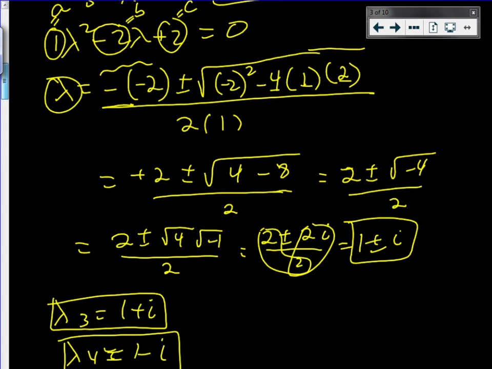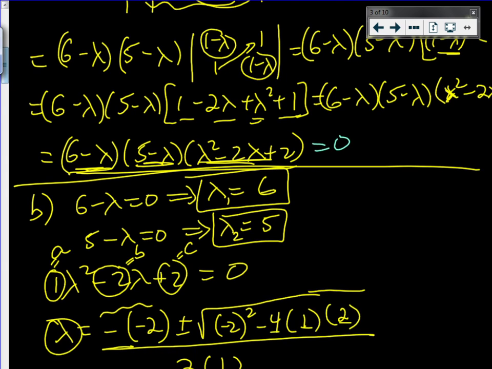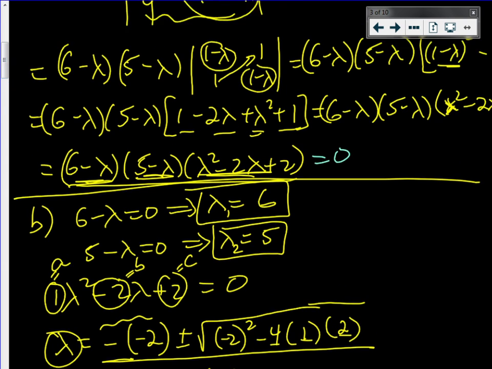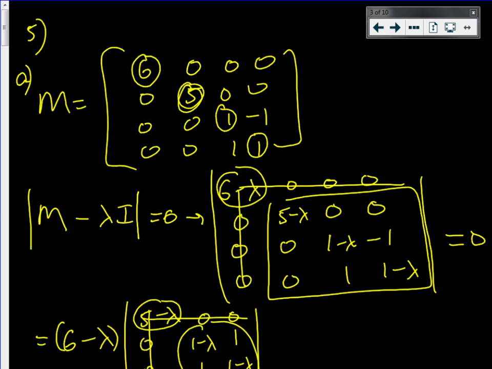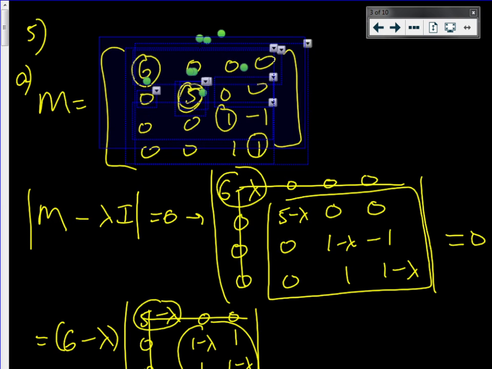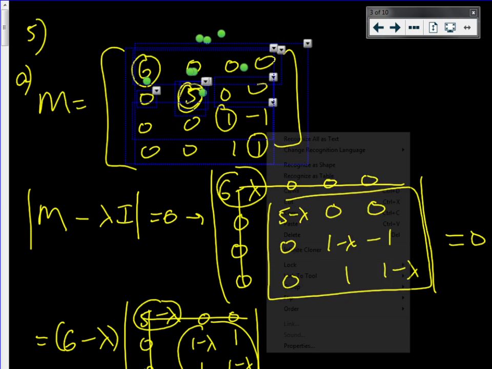So now we have the 4 lambdas. And what I'm going to need is, hope I didn't draw on it too much. Okay. So I'm going to need this equation, this matrix.